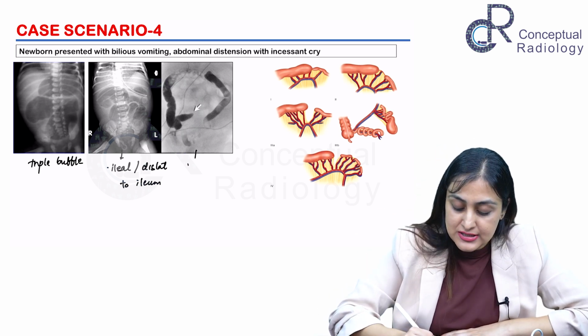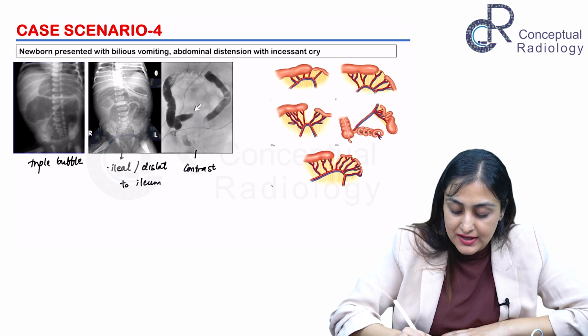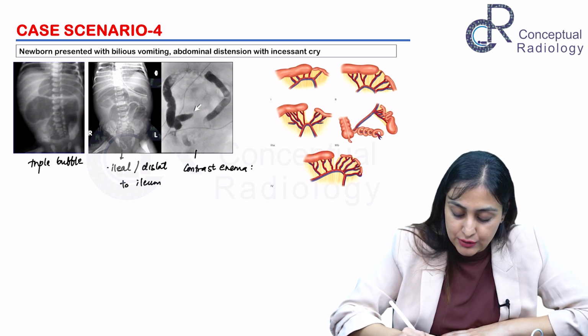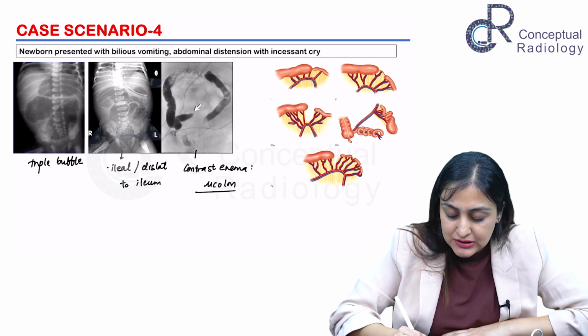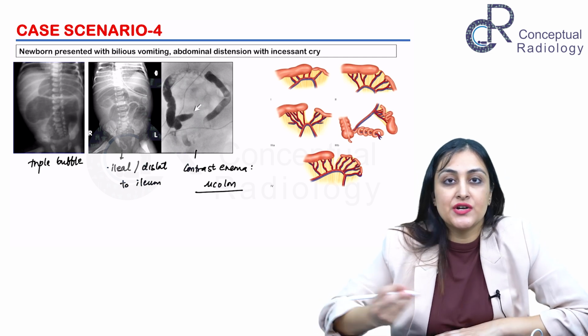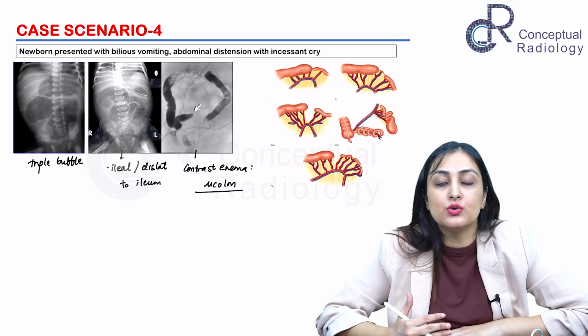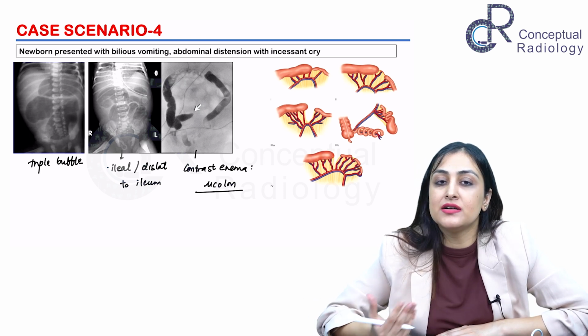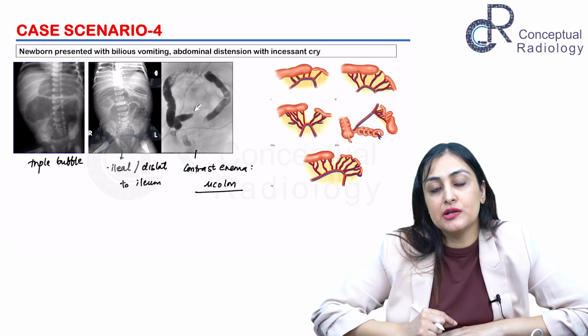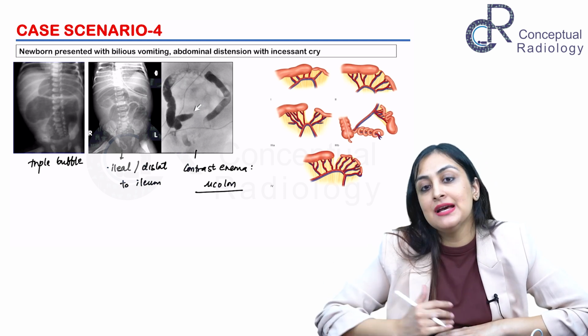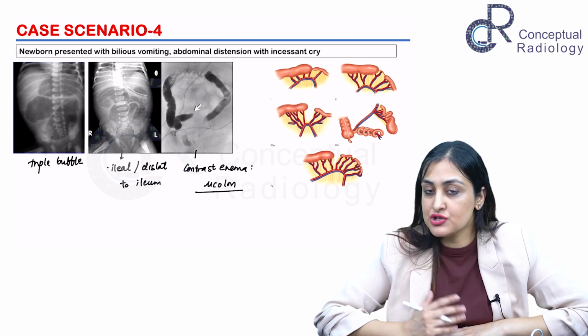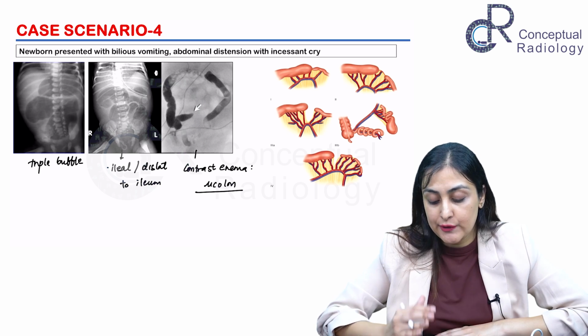What you're actually going to see if you end up doing a contrast enema here is a microcolon. Why? Because the colon hasn't been used. There is atresia at the level of jejunum or ileum. The colon has not had any fecal matter. It has not had to do any work. So it's going to be microcolon on a contrast enema. So this is one of the differentials for microcolon that you want to remember.